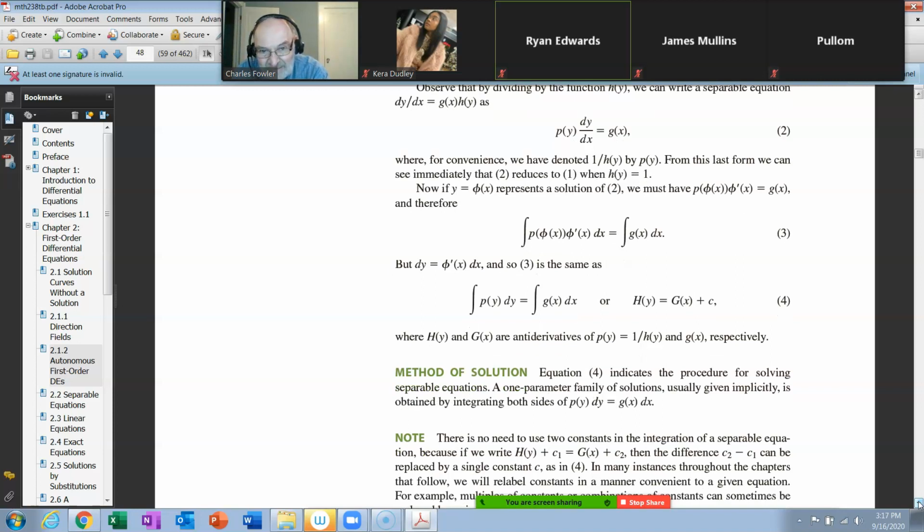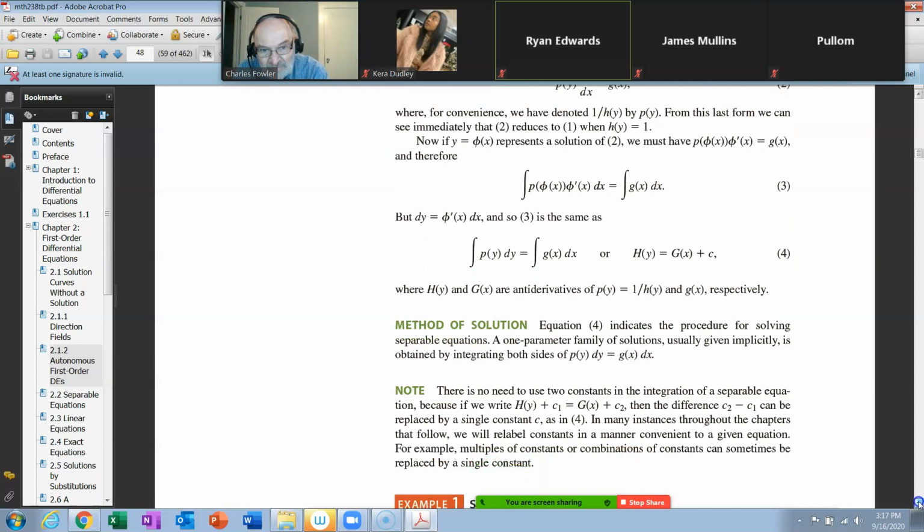It's not, okay? Now, equation 4, this one right here, indicates a procedure for solving different separable equations. A one-parameter family of solutions, usually given implicitly, is found by integrating both sides of this. That's what I said to do to begin with. There's no need to use two constants of integration for a separable equation, because if you do, call it C1 and C2, then subtract C1 from C2 and make that capital C or little c or whatever. So you only need a single constant.